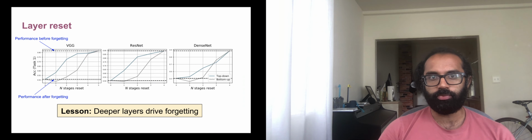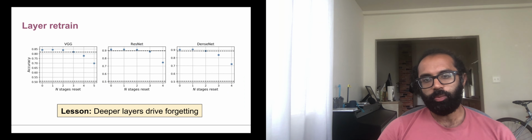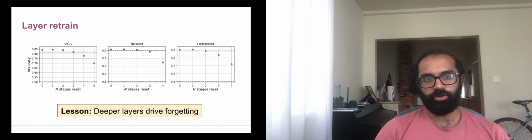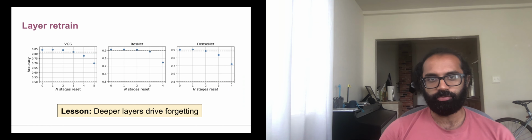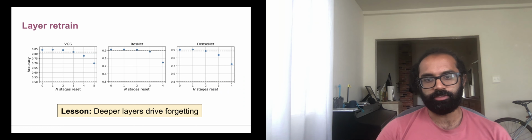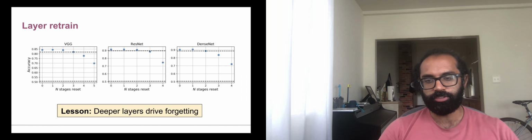Other experiments we performed pointed at the same conclusion. For example, we can reset layers to their pre-forgetting values, finding that when we reset the deepest layers, we can recover a decent amount of performance. We can also retrain certain layers on the initial task, keeping the rest of the network frozen. And again, all of these experiments point at the conclusion that forgetting is not distributed evenly across network representations, but is primarily affecting the deeper representations.